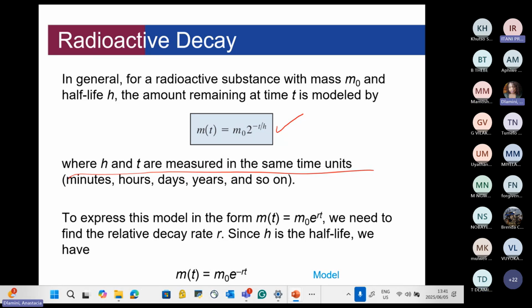Now they say to express this model in terms of M(t) equals M0 e to the power of rt, meaning that we have not the rate of change, but the relative rate of decay. The reason why we have a relative rate of decay is the same as in the problem of bacteria. Not every time do bacteria double. Remember what we said.